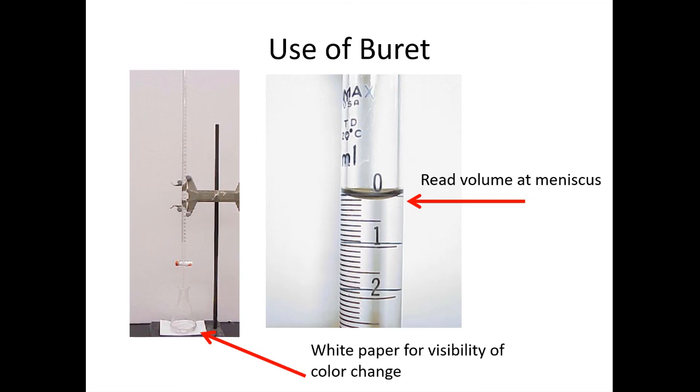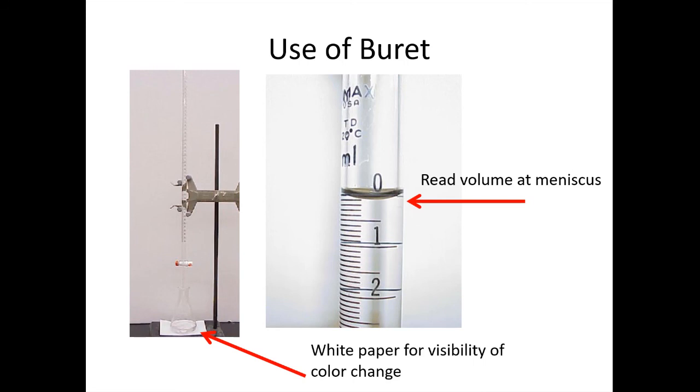Now notice that the buret is typically calibrated in units of tenths of milliliters, 0.1 milliliter intervals. Therefore, when we record a measurement, we have to add one more decimal. So we're going to record volumes to 2 decimal places.